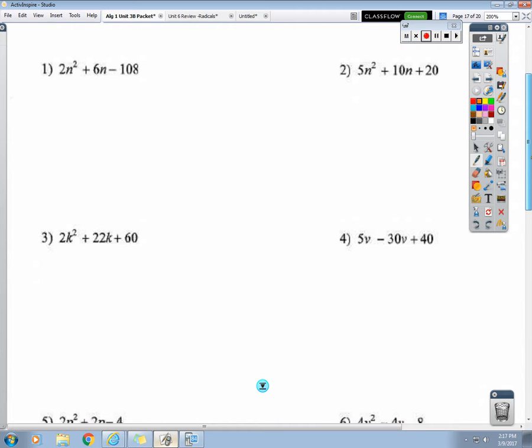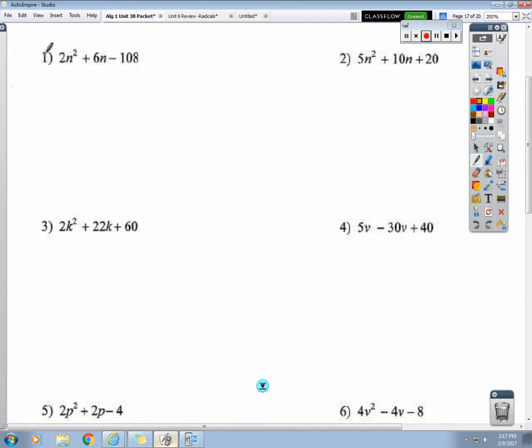Whenever your a value is greater than 1. See how this time the leading coefficient is 2? Okay? But that 2 is also a GCF, because can't you divide each of these by 2 and it'd be a whole number? So that means 2 is your GCF. So whenever you divide it out, what trinomial remains? Right, because those cancel out, leaving just n squared. 6n over 2 is 3n. Negative 108 over 2 is negative 54.